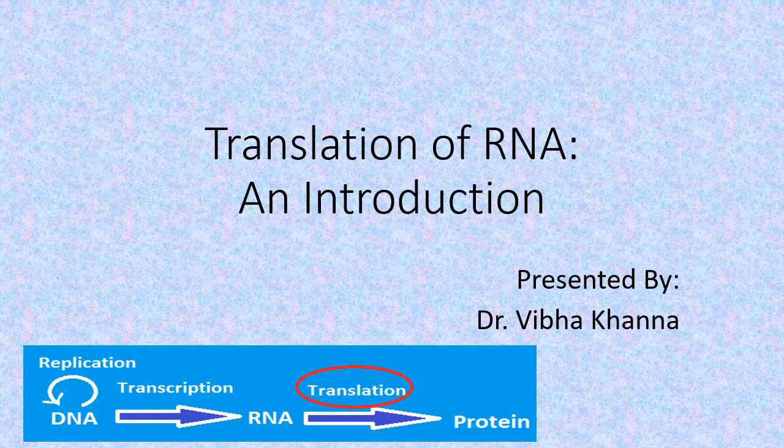In the previous video, we have seen how the genetic information present in the DNA of a cell is transcribed to form the RNA, the messenger RNA. Now, this messenger RNA, which is a sequence of ribonucleotides, codes for the various amino acids that will form the ultimate product, that is the protein.